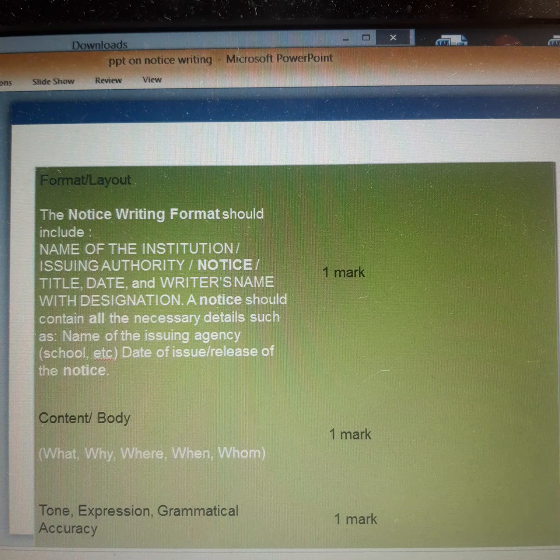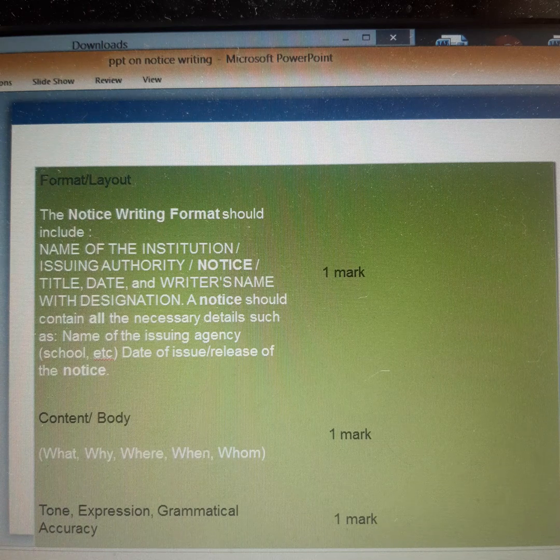Now on the extreme left hand side, we have to mention the date. After writing the detailed content, we write the name of the person who has issued the notice, followed by his or her designation. So all this comes under the format, children. Now let us look at the next point.